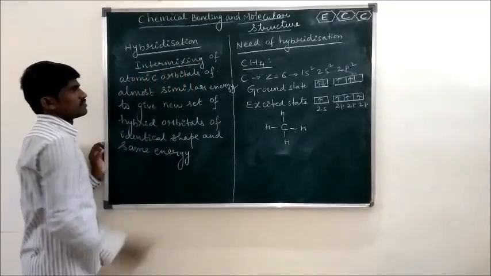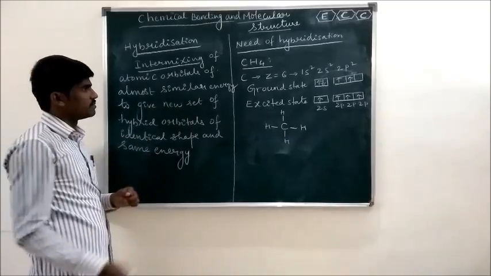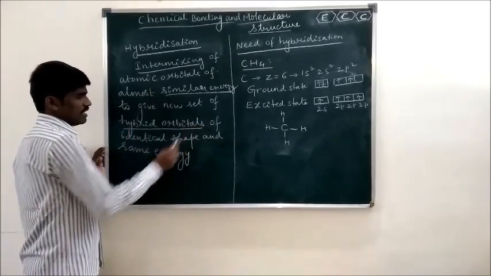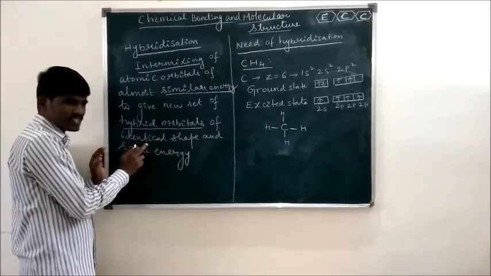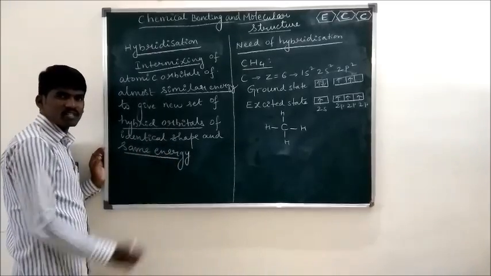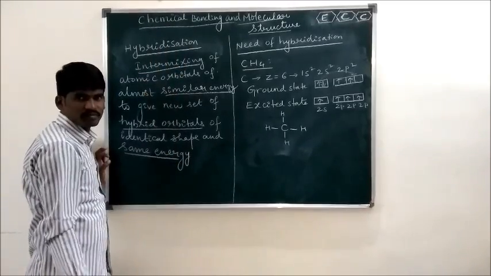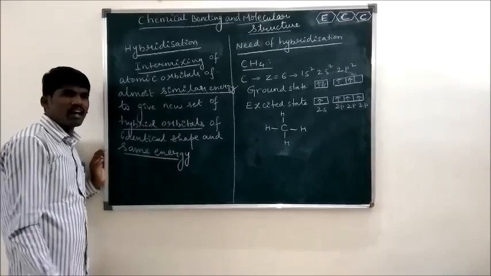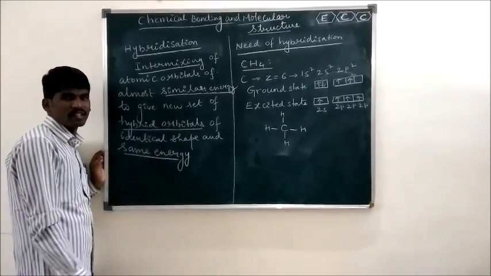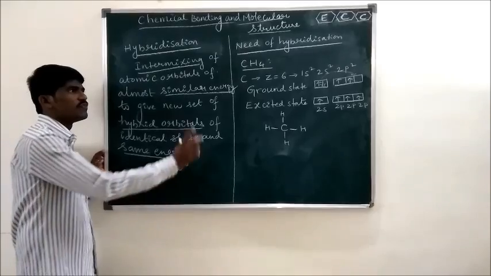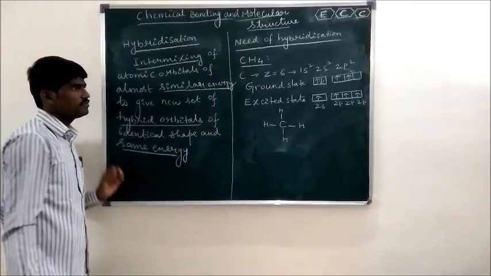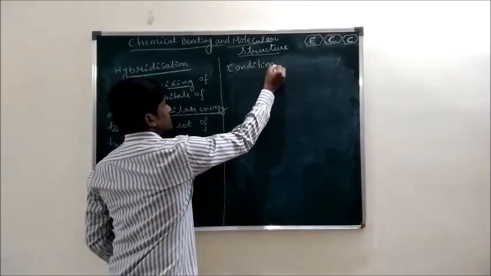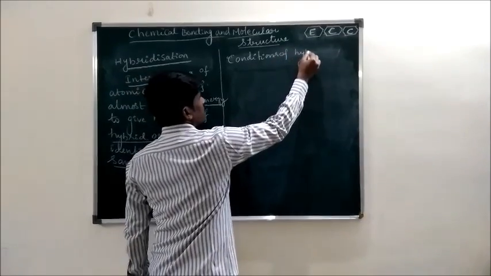It is intermixing. When atomic orbitals of almost similar energy undergo intermixing, they will give a new set of hybrid orbitals, and these hybrid orbitals must be of identical shape as well as same energy. This phenomenon is called hybridization. Now we need to discuss the conditions of hybridization, or you can say the salient features of hybridization.